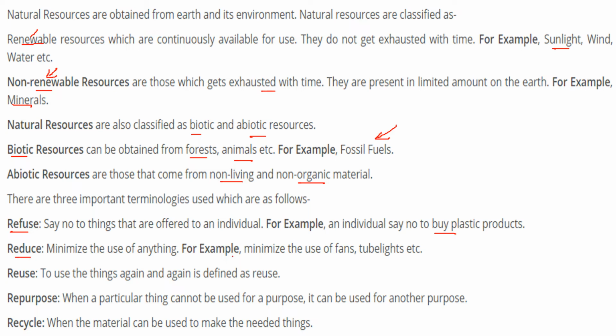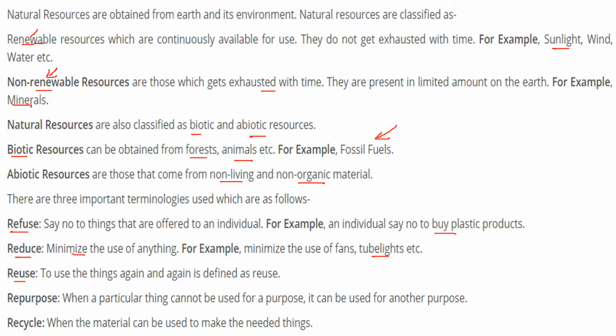Reduce, that means we need to reduce the use of things, right? Like if you're not sitting in a room where the fan is switched on, tube lights are on, it's always a good idea to close them. You need to minimize the energy consumption as far as possible.